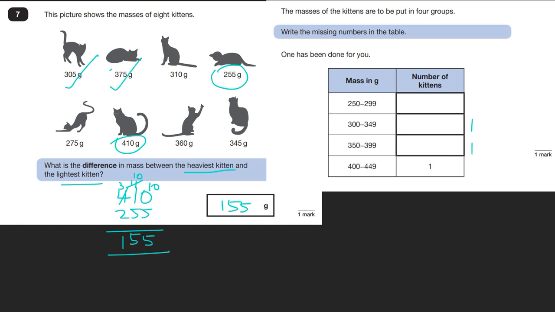And 310, it's going to go here. And 255, it's going to go here. And 275, it's going to go here. And 410 is already marked here. And 360, it's going to go here. And 345, it's going to go here. So this is going to be 2, this is going to be 3, this is going to be 2, 1 is already filled, and that is the answer for question number 7.